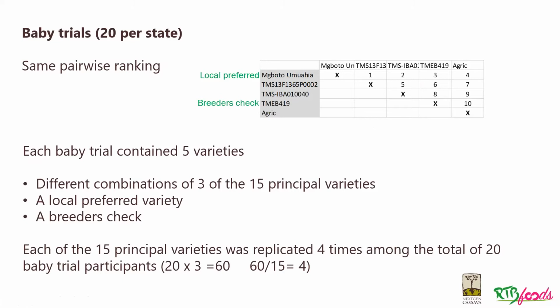Then we have the baby trials, where we also did pairwise ranking with each of the participants. Each baby trial field had 5 varieties: 3 of those 15 principal varieties, and then a local check and a breeder's check added. So you also have 5 varieties which you can pairwise rank. We made sure that all these 15 principal varieties were replicated 4 times among the total of 20 baby trial participants. So each baby trial participant has a different combination of 3 varieties from the 15, meaning you have different combinations to evaluate over 2 years, as the randomization is different from year to year.